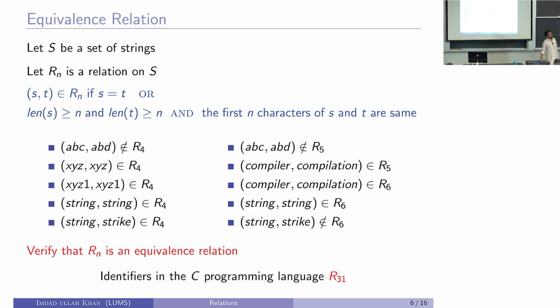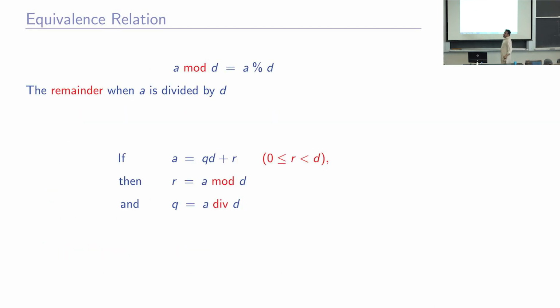आपने एक को असाइन कर दिया 1, दूसरे को आपने कुछ नहीं असाइन किया, उनका कंपैरिजन करोगे तो फिर वो ट्रू. Now, if the first 31 characters are the same in the names, that's what it means, right? It's an equivalence relation. That's what we can prove. Identifier in C language used to be this R31 relation. Okay, this is what we'll do.